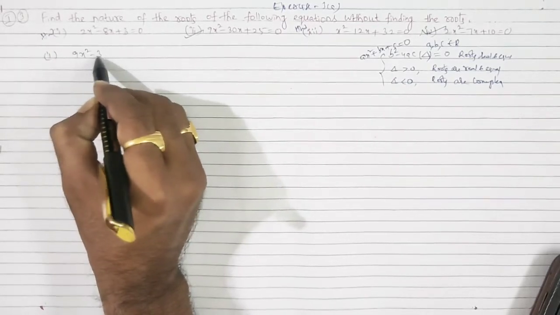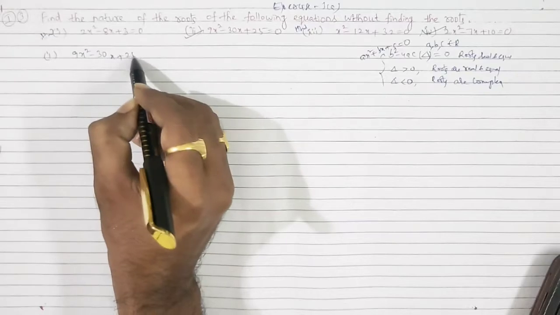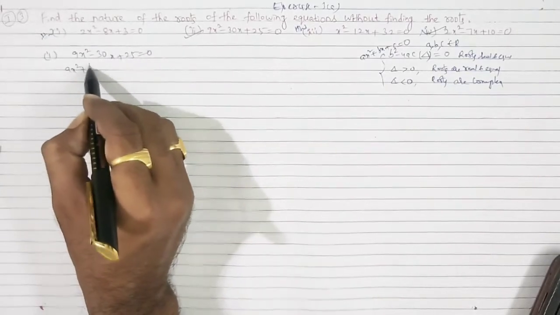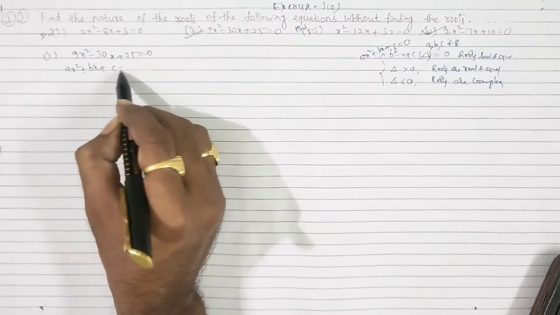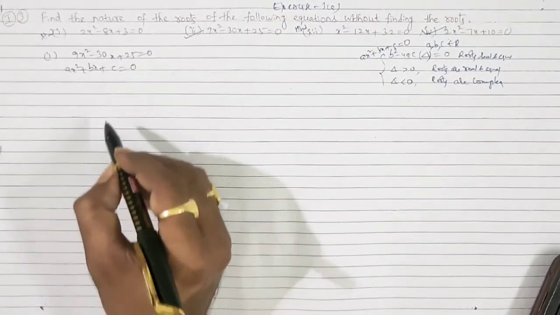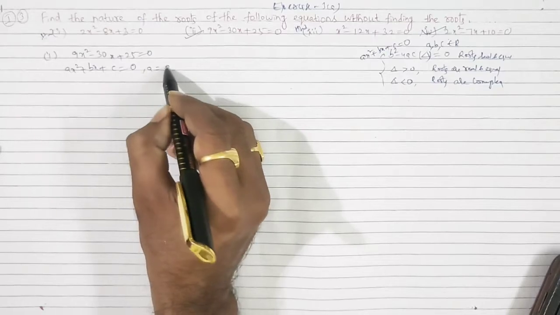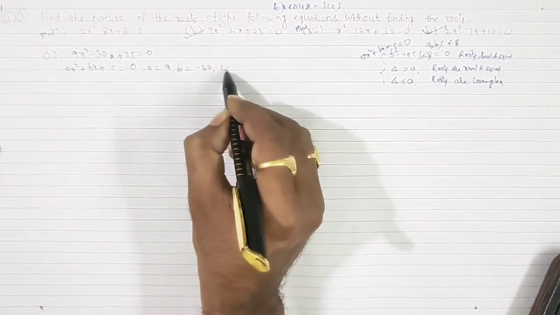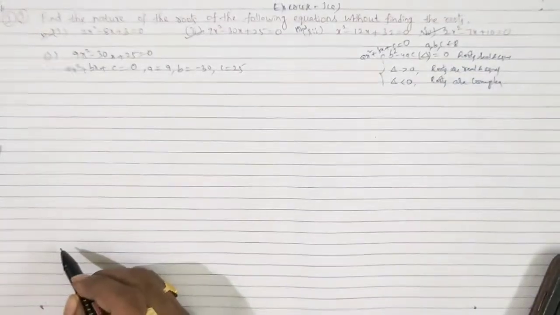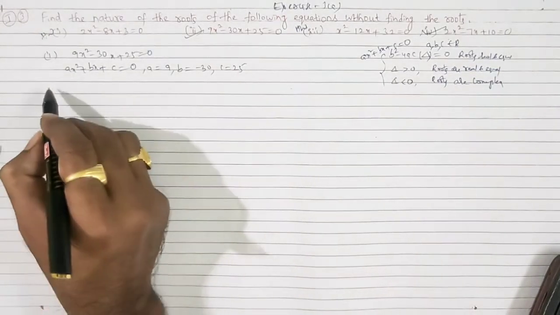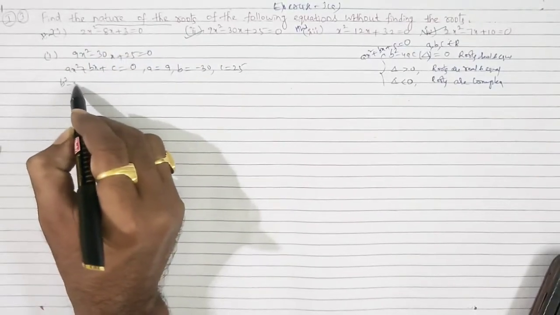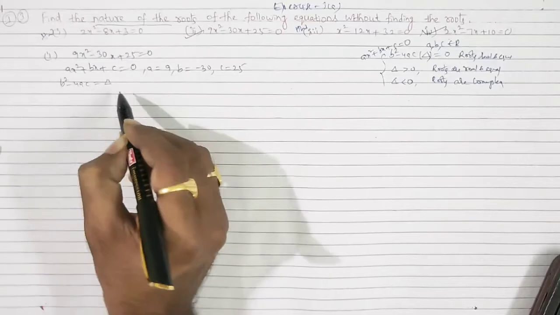9x square minus 30x plus 25 is equal to 0. Now if you compare with general form of a quadratic equation, that is ax square plus bx plus c is equal to 0. Here a is equal to 9, b is equal to x coefficient, that is minus 30, and c is equal to 25. Okay, clear beta. Now to know the nature of the roots, we have to find the value of b square minus 4ac, which is denoted by delta.